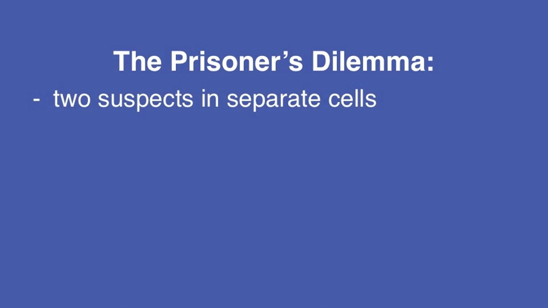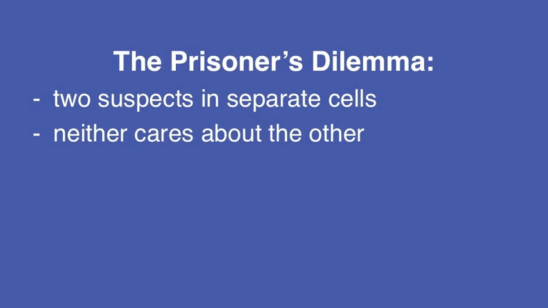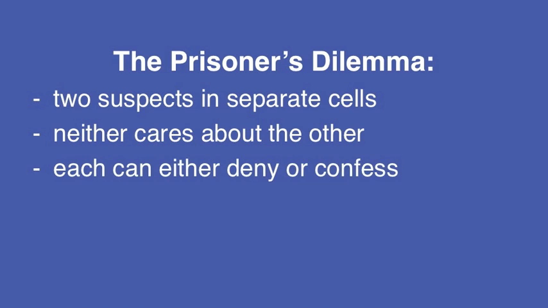In the prisoner's dilemma, two suspects are accused of a crime. They're in separate cells and can't talk to each other. Neither cares about each other. In other words, each is just looking out for himself. The DA doesn't have enough evidence to convict either of them on the greater charge, so he offers them a deal. They can either deny the crime or confess.